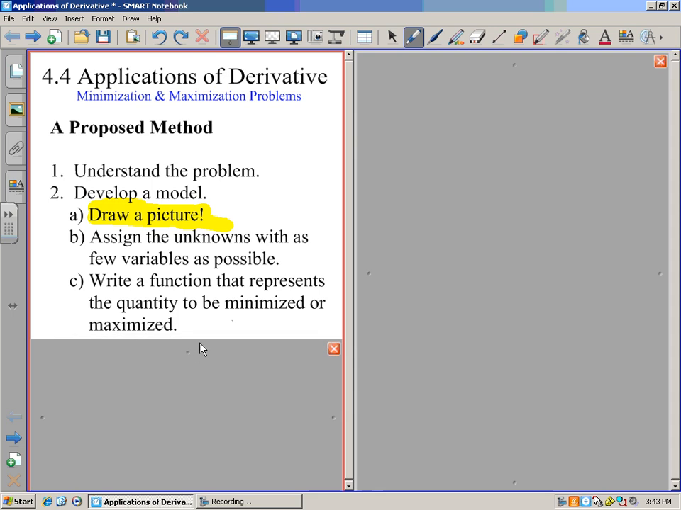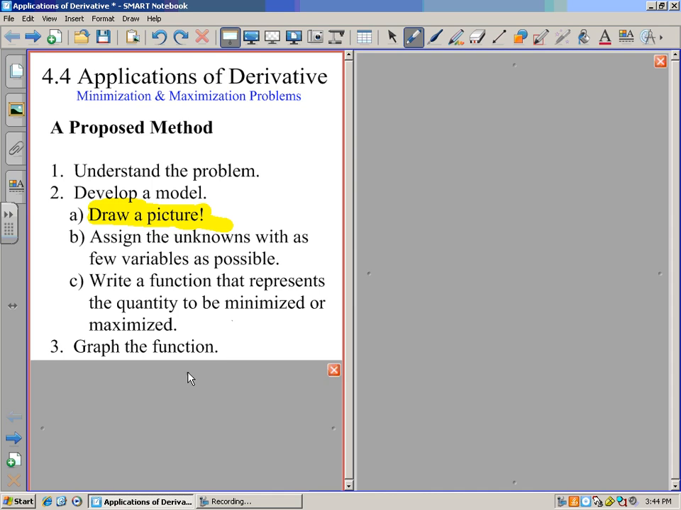You want to write a function that represents what is going to be maximized or minimized in the problem. Again, in business and in economics, they want to minimize or maximize the results while minimizing the cost. For example, I want to maximize the size of this carton of milk while minimizing the materials so I can make the biggest milk carton to fit my needs for the smallest amount of money. So that function is going to represent whatever quantity you want to minimize or maximize.